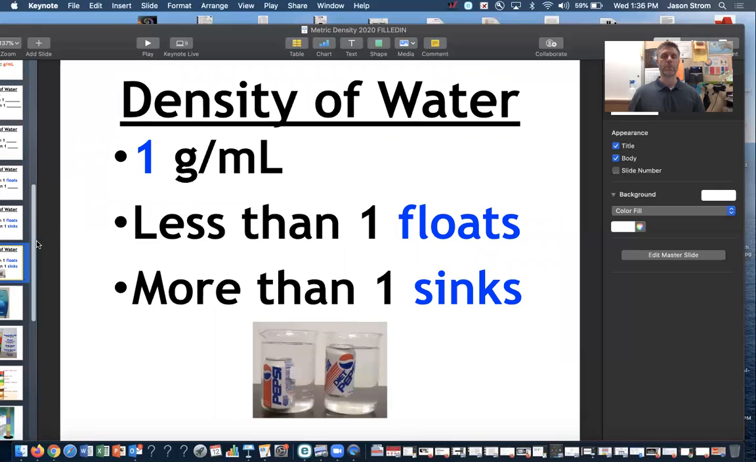So I have a little clip. I think it's kind of a cool clip. This guy is floating something in mercury. If you're not familiar with mercury, it's a metal, an element that is actually a liquid at room temperature. So it's pretty cool stuff. It's also very toxic. It's not something you want to be around at all.